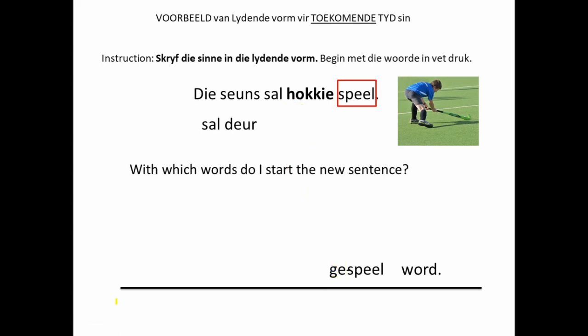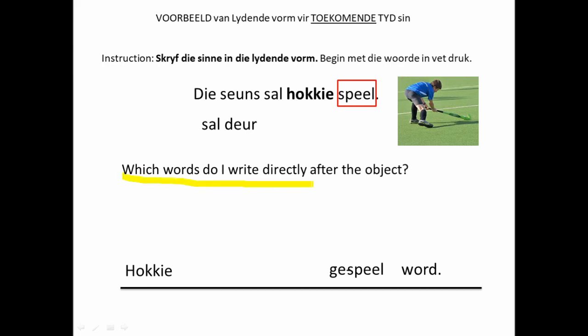With which words do I start the new sentence? Ah, you know this by now. Hockey. Hockey is also the object of the sentence. Which words do I write directly after the object? Think about it, because we've been doing it in the previous examples. Yeah, you are right. Sal deer.